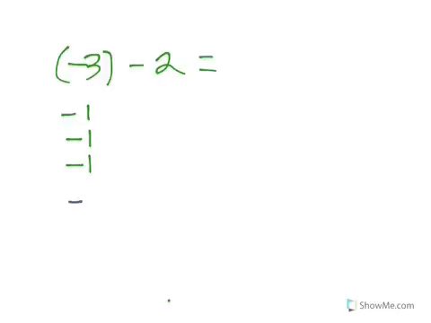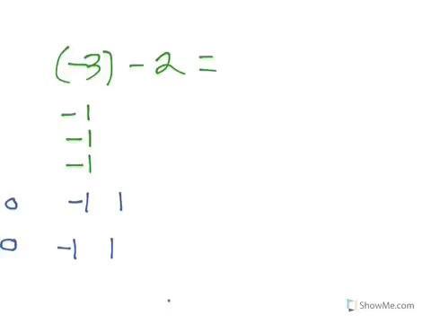Let's look at our first question again. Negative 3, take away 2. Let's put again our pictures. Pictures always help. Negative 1, negative 2, and negative 3. Now we're going to do what's called add a zero. Negative 1 and 1, that's a 0. And negative 1 and 1, we've added another 0.